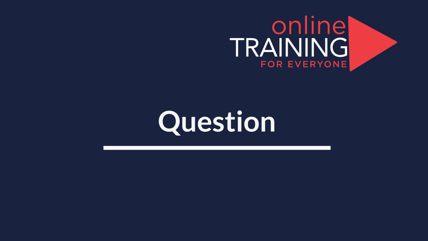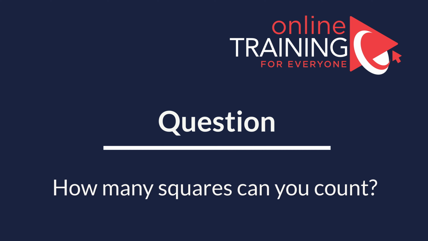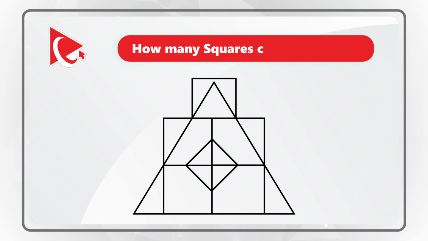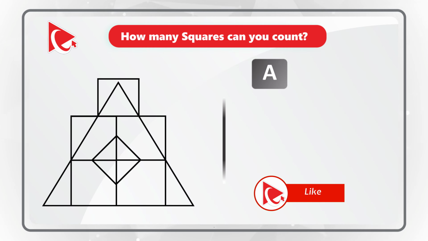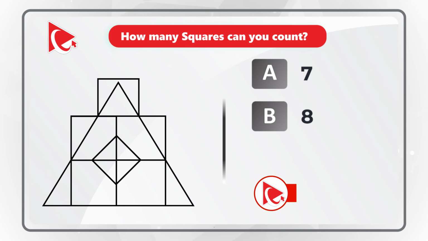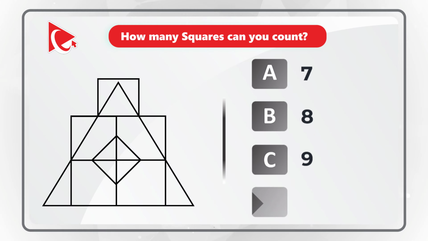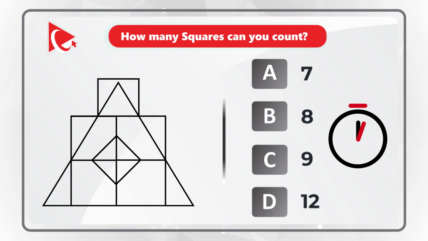Here's an interesting question where you need to correctly count the number of squares on a picture. Take a close look and select from one of the following choices. Choice A, 7 squares. Choice B, 8 squares. Choice C, 9 squares. And choice D, 12 squares. Make sure to count inside and outside squares to get to the correct solution.